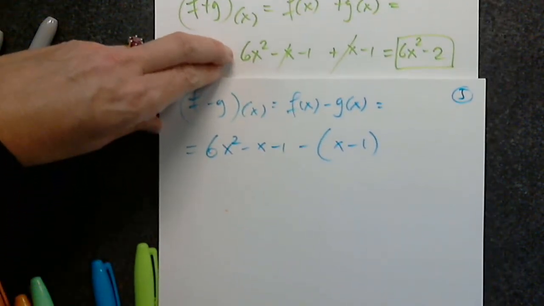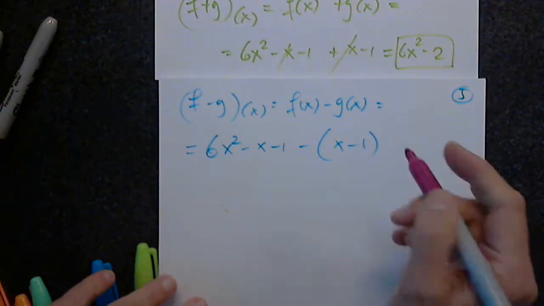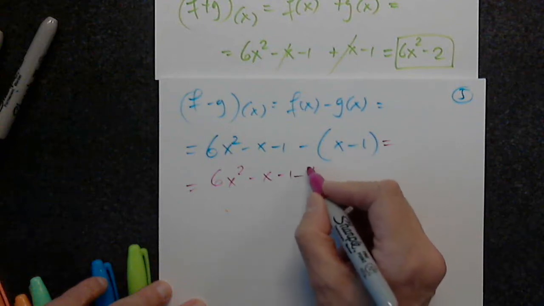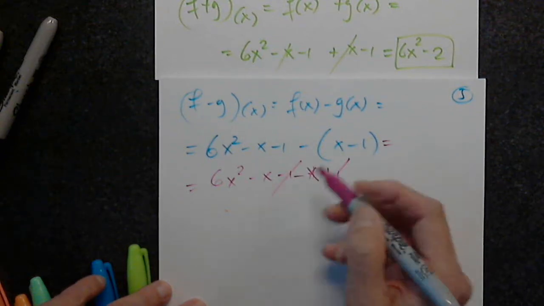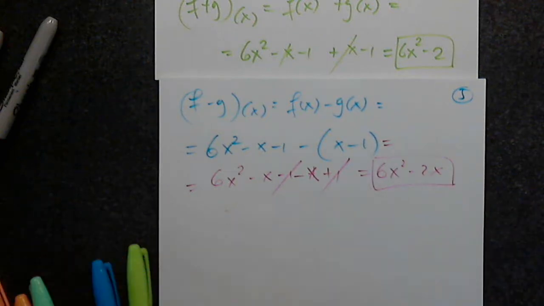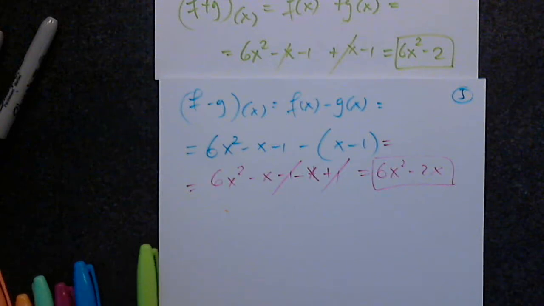So would you distribute the negative? Yes. So 6x squared minus x minus 1 minus x and plus 1. These two now go away, and we have 6x squared minus 2x. So this is a totally new function, totally different. It was determined by subtracting the original functions. Any questions? Are we okay with this so far?